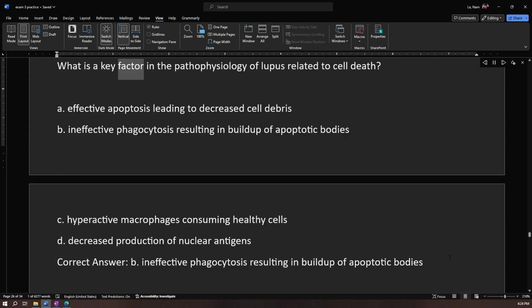What is a key factor in the pathophysiology of lupus related to cell death? A. Effective apoptosis leading to decreased cell debris. B. Ineffective phagocytosis resulting in buildup of apoptotic bodies. C. Hyperactive macrophages consuming healthy cells. D. Decreased production of nuclear antigens. Correct answer. B. Ineffective phagocytosis resulting in buildup of apoptotic bodies.